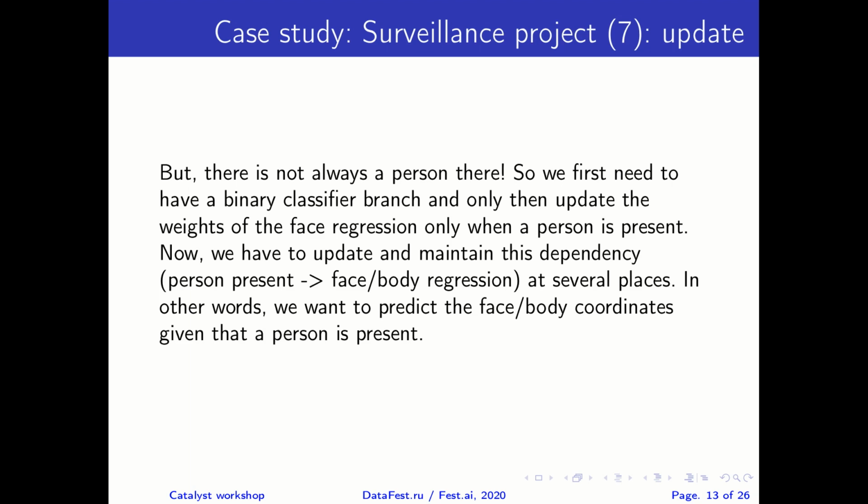Okay, so let's say we've done that, but then we have to take into account that there isn't always a person there. So we first have to have a binary classification branch, and only then we have to predict the face regression and body regression if a person is present. So basically we have to update and maintain this dependency: person present is a parent task to the face and body regression, and it also acts as a precondition of the face and body regression, and this dependency has to be maintained at several places.